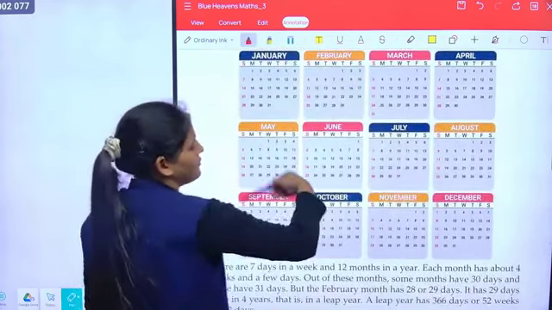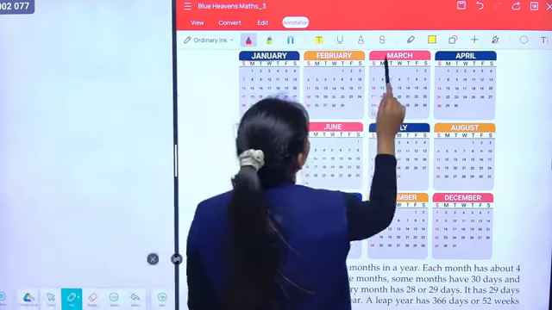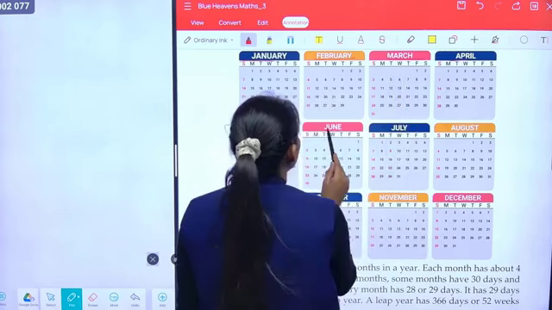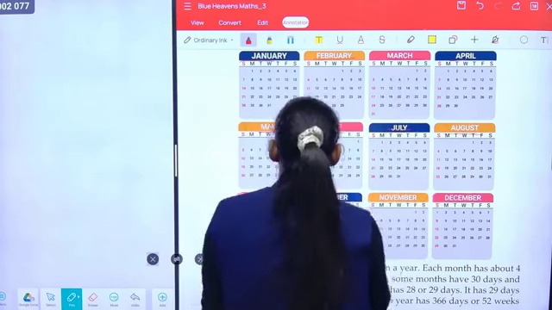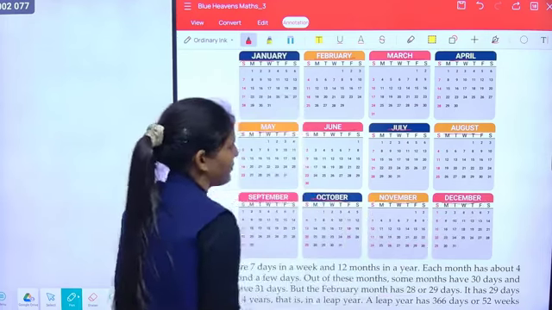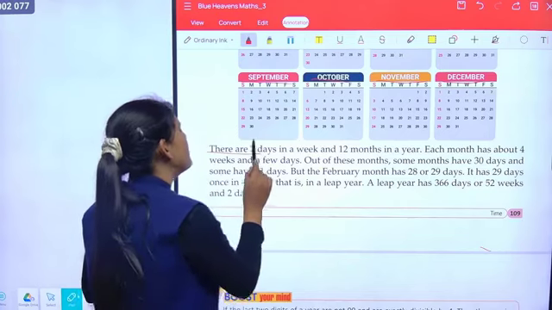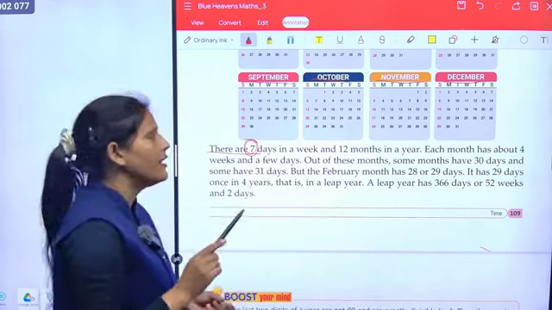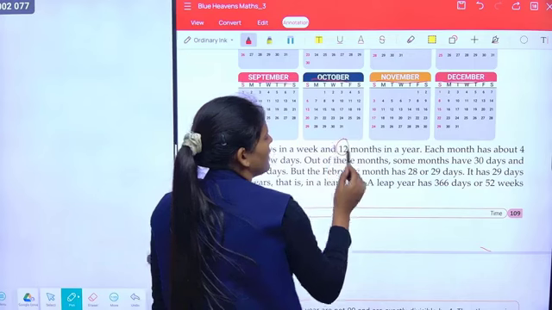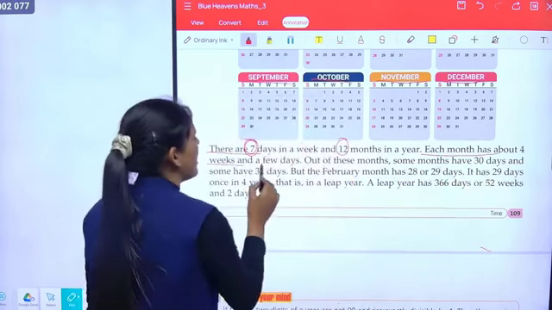The calendar of 2024: January, February, March, April, May, June, July, August, September, October, November and December. Here, there are 7 days in a week. How many days are there in a week? 7 days. 12 months in a year. Each month has about 4 weeks and a few days.